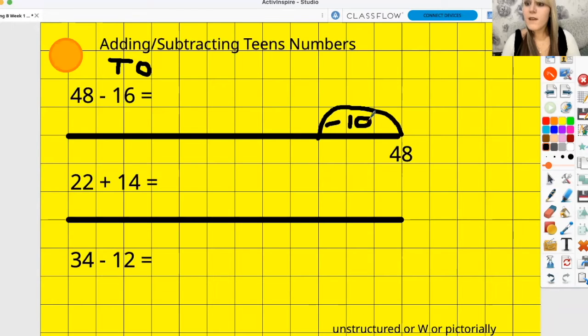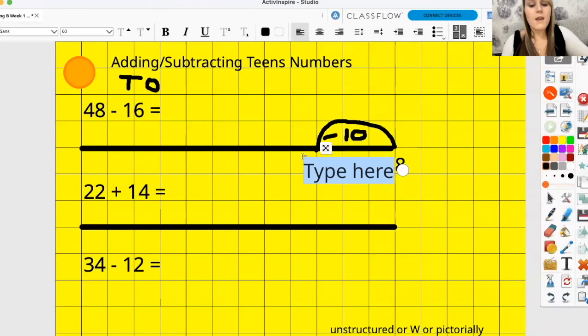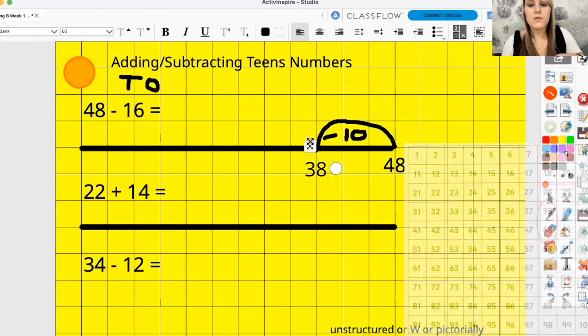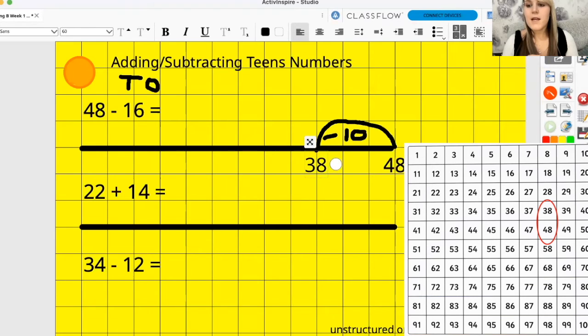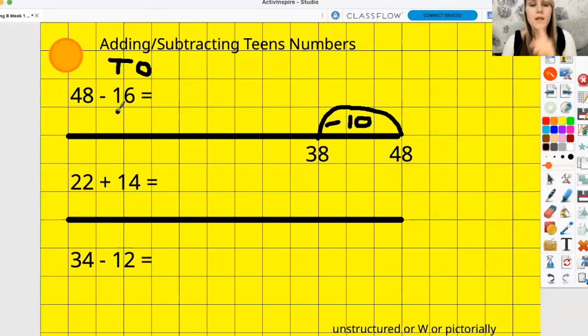And then we can use our fingers for the 10s numbers, can't we? So 48 becomes 38 because we're just taking away 1 10 and the ones do not change. So we've jumped back the 10s. We now need to jump the ones. We've taken away 1 10. We need to take away 6 ones.